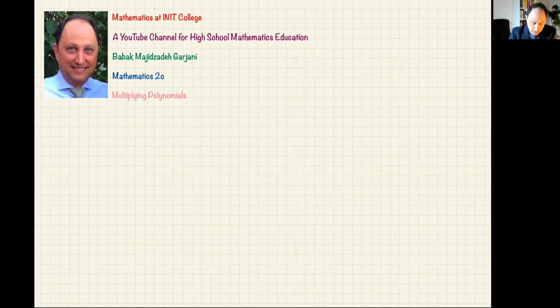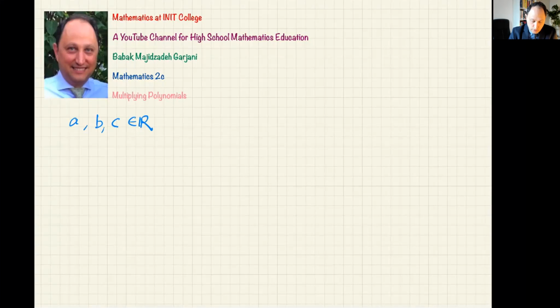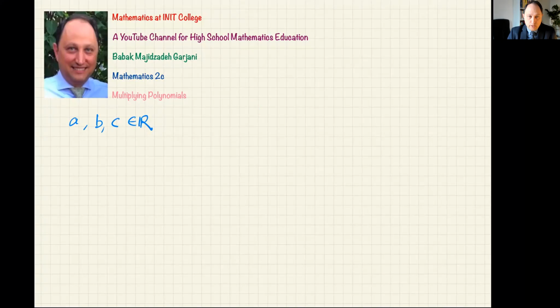For example, assume that you have a, b, and c be three real numbers. Hopefully you remember, this represents the set of real numbers. This line we put next to R, this symbol is reserved everywhere to denote the set of real numbers. Otherwise, we could simply write it R. And this symbol means belongs to.